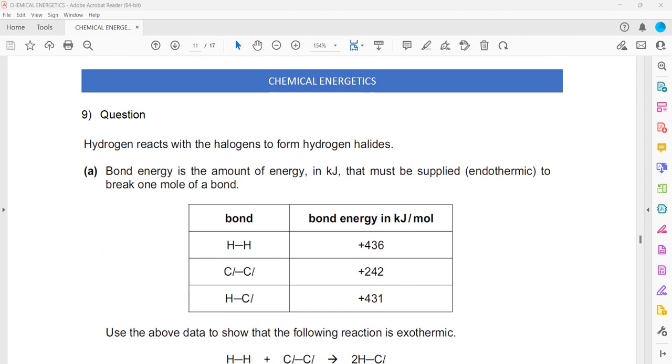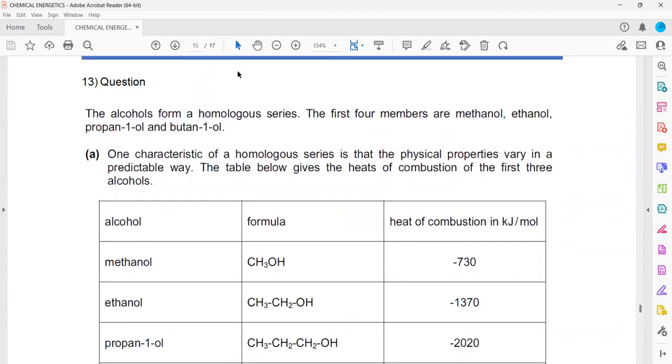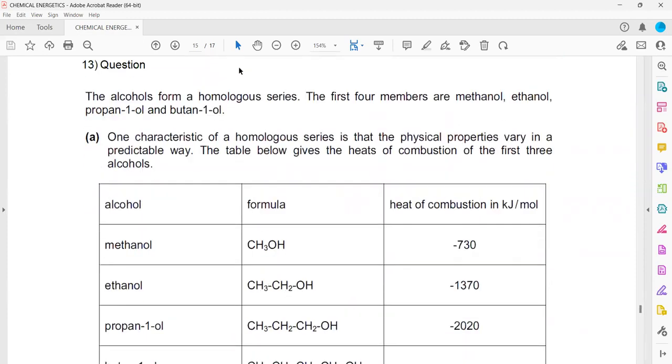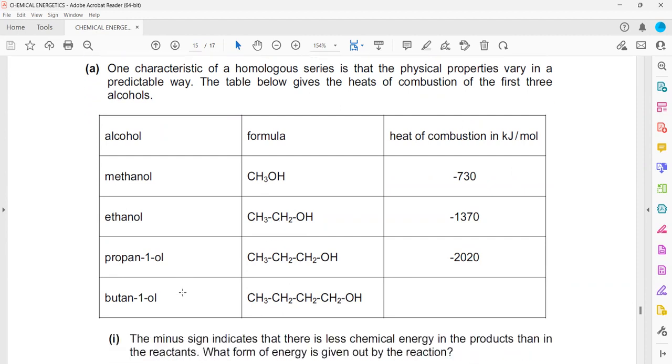Then next is question 13. In question 13, alcohols form a homologous series, the first 4 members are methanol, ethanol, propanol, butanol. One characteristic of this homologous series is that the physical properties change in a very predictable way. Like we can predict the next member, what will be the boiling point, what will be the heat of combustion. The first 3 alcohols are shown: methanol, ethanol, propan-1-ol, and butan-1-ol.